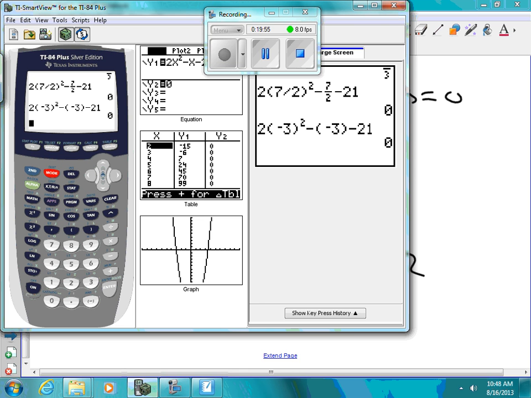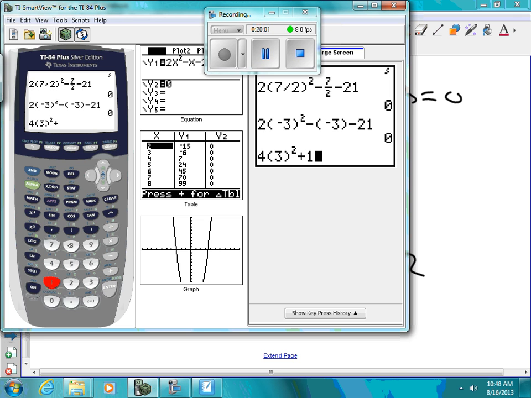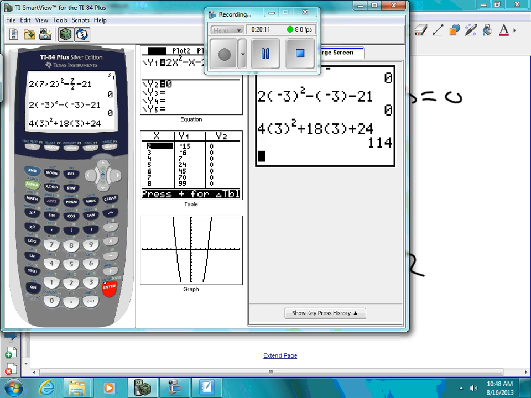4 times 3, we're going to put 3 in parentheses just for practice and habit, times 18 times 3. And it also helps us know what we're plugging in here. It reminds us we're plugging 3 in for R in this case. We're going to get a number here, 114.